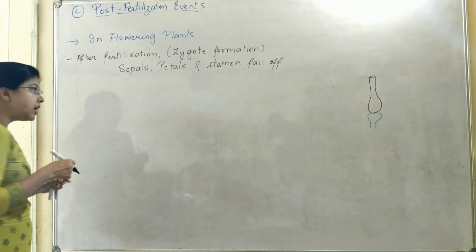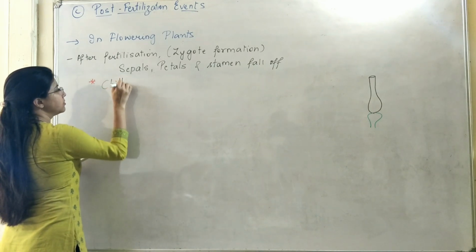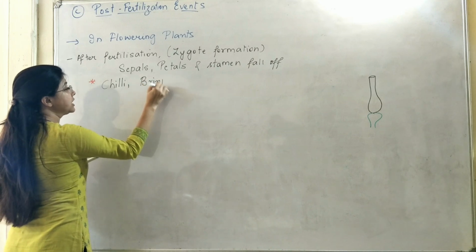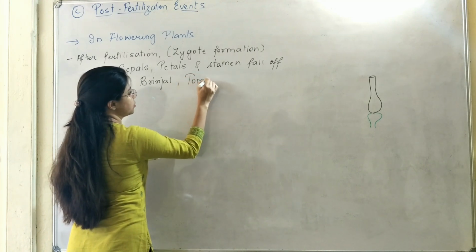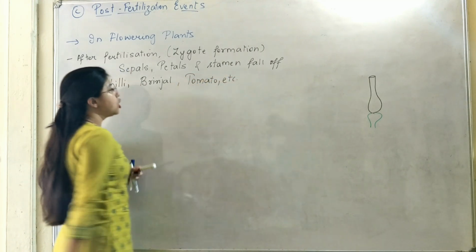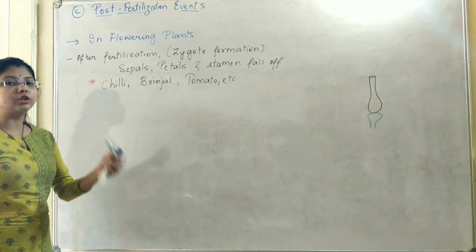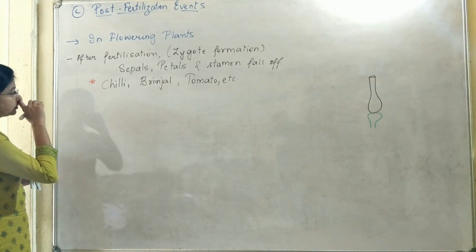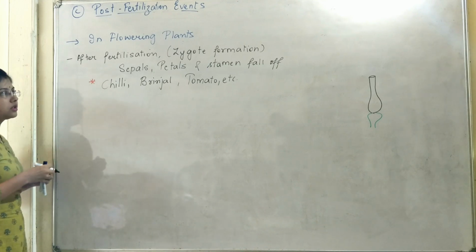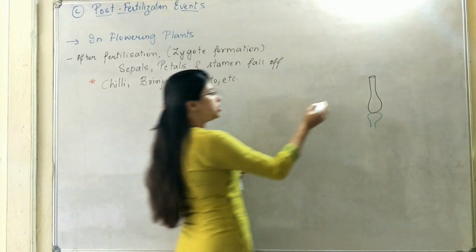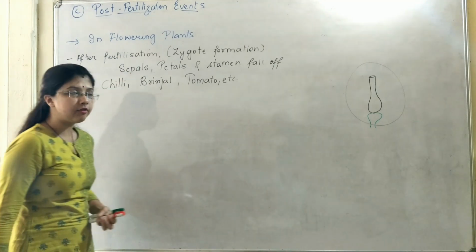Again, there are certain plants in which you will find exceptions, like chili, brinjal, in which you can clearly see that the sepal still remains attached to the fruit, and tomato. These are examples of certain plants in which the sepals still remain attached to the fruit after the formation of the zygote. Now, once the zygote formation has occurred and the fertilization process has taken place, there will be certain changes in the reproductive part, that is the carpel that is still attached to the flower, you can say the thalamus.